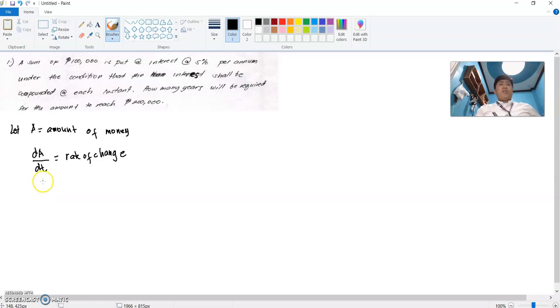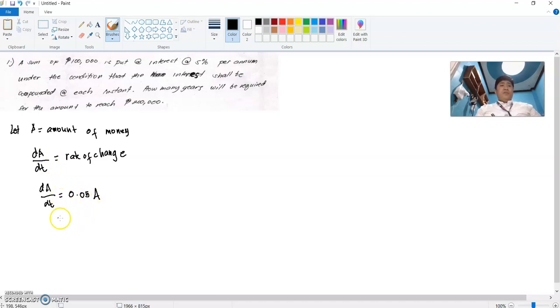So let's try solving. From here it says that the sum of 100,000 is put at interest at 5% per annum. Therefore the rate of change is equal to 5%. So 5% is 0.05, that is 5% of the amount invested, the amount of money, which basically changes with respect to time.